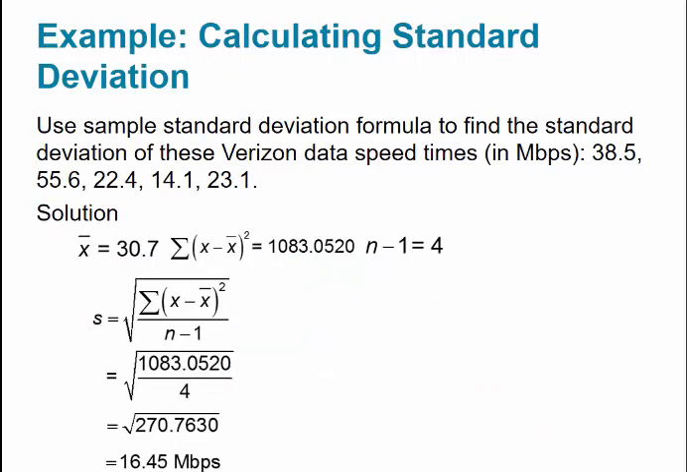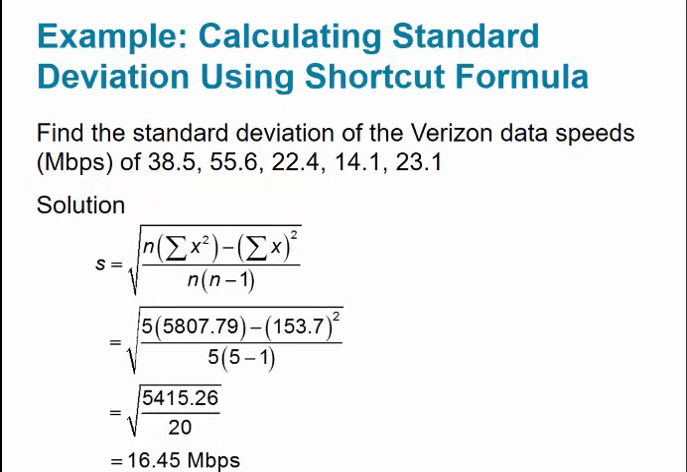So here's one way of calculating. We're going to use the sample data that we've been using. And so we get a sample standard deviation for these 5 points of 16.45. If we were to do the other formula, we would still get 16.45. So regardless of which one you use, you will still get the same value.